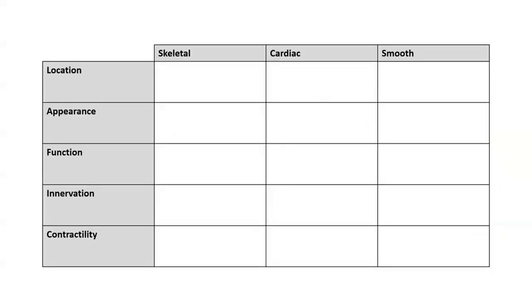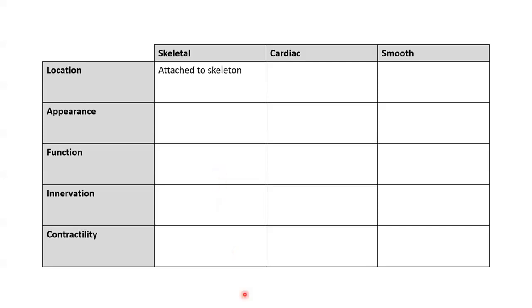Now, I'm sure that you've guessed by now that I love a good summary table for condensing really large amounts of information. And here we have one for the 3 basic types of muscle. I'm not going to go through the entire table for you. I want you to have a go at that yourself, but we'll work through this first column here, just so that you get an idea of how much detail you might need to put into each box.